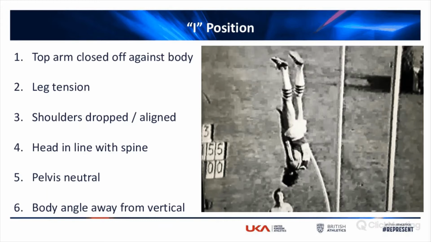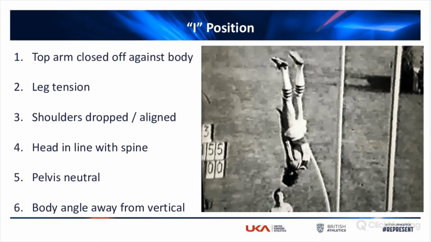So you can see now that there's no gap between the body and the top arm. That gap's closed completely. Even though his feet are apart a little bit, he's got great leg tension in his legs, and his shoulders have dropped underneath and aligned with the rest of the body, and his head is in line with the spine. He's not thrown his head back. His head just finds a natural alignment with the spine. Pelvis is neutral, which means energy coming back just gets pumped right into the rest of his body.